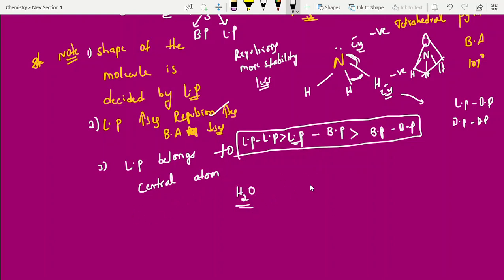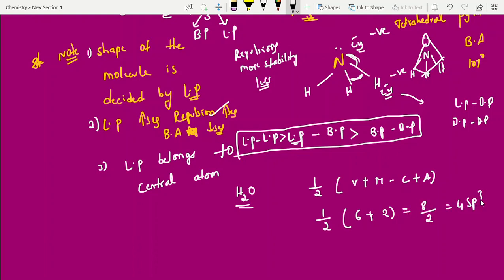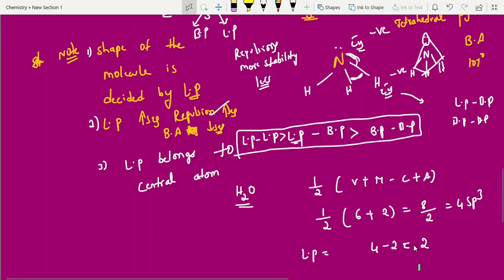This is the water molecule. Again the same formula: half into V plus M minus C plus A. Clear, students? Oxygen is the central atom. Central atom 6, plus monovalent atoms 2. 8 by 2, 4. 4 means sp3 hybridization. And lone pairs, how to calculate: 4 minus 2. Bonded atoms, bond pairs, 2. So 4 minus 2, 2. So here it is sp3 hybridization only.